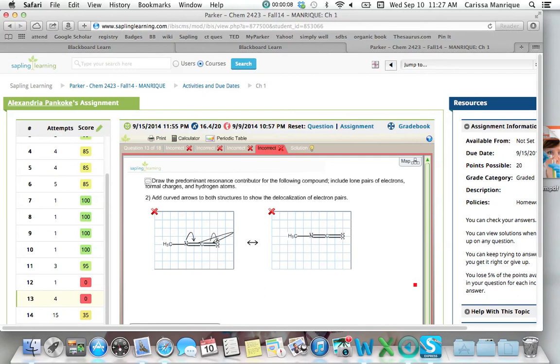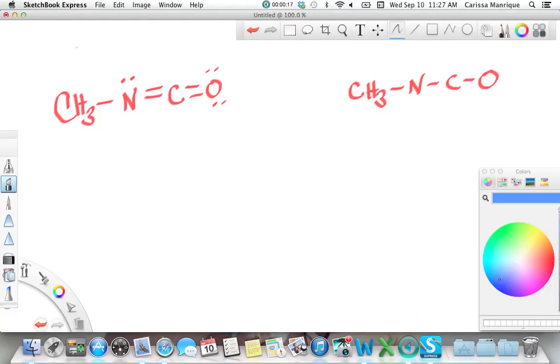Things you can move are lone pairs or multiple bonds, and by multiple bonds I mean either double or triple. You cannot move a single bond, like right here, because that would break the connection. If you move this bond over, let's say to nitrogen, that would break the bond between carbon and nitrogen, and they would no longer be bonded together.